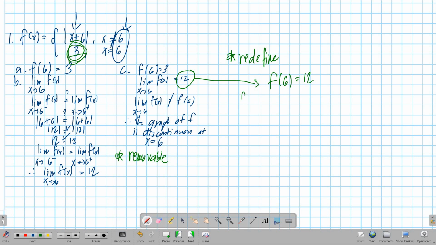Therefore, the redefined function of f of x would be equal to the absolute value of x plus 6 for x not equal to 6, and then equal to 12 for x equal to 6. This is how we redefine a function so that its removable discontinuity is removed, and the function becomes continuous.